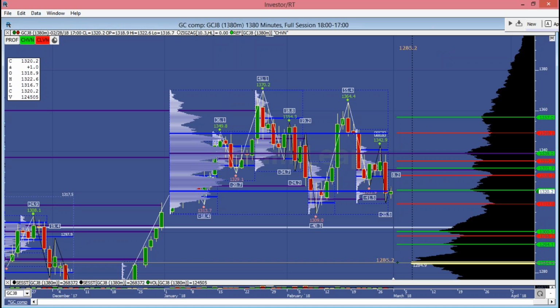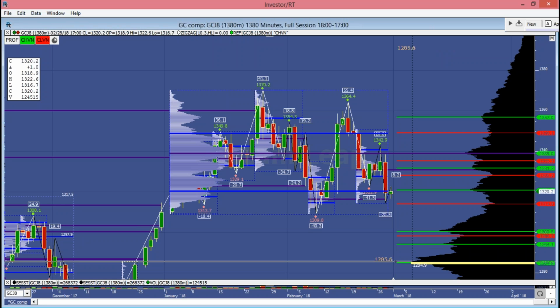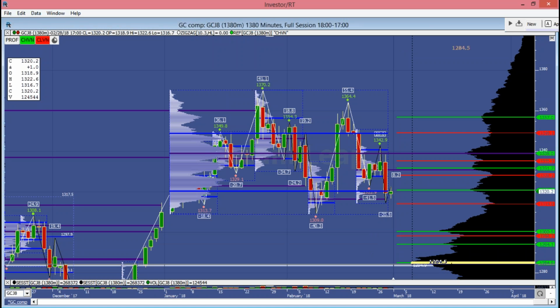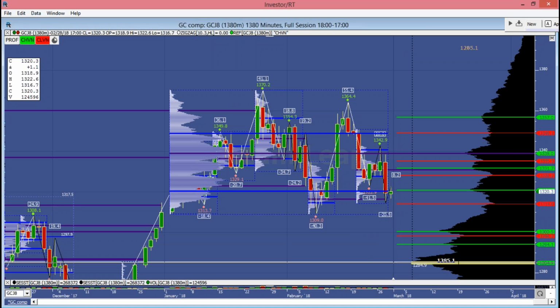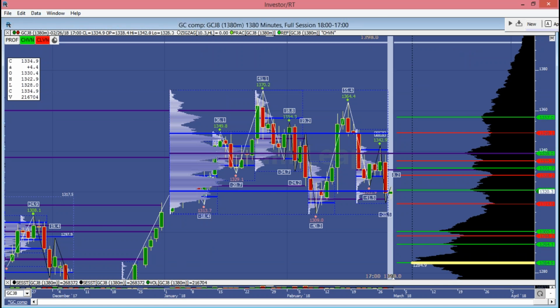Remember that the composite VPOC going all the way back to October of 2008 is still down here and is very prominent. So if we do not hold the 1300s, this is going to be a major target below, and expect that to get tested on the way down if we do not hold the 1300. Anyway, that's going to complete our pre-market session.